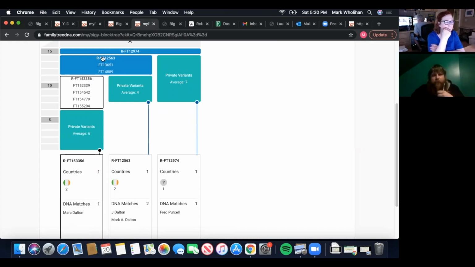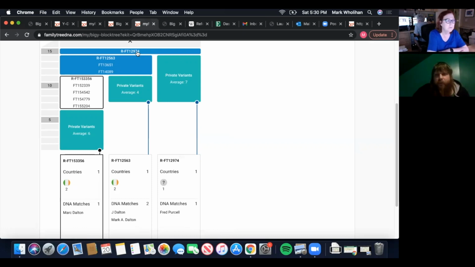Okay. So that means that we're more closely related to each other than to other people in the DNA genetic family. So Fred Purcell over here does not have any of these three SNPs, which is probably why he's a Purcell and not a Dalton. Right. So this RFT 12974, this man might have been born before surnames began.